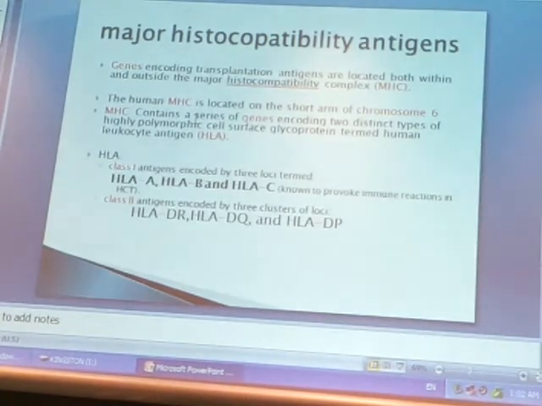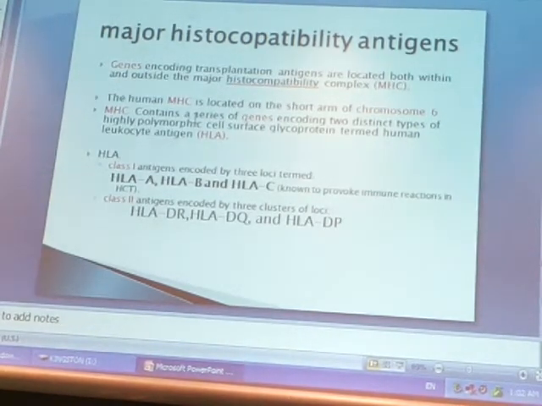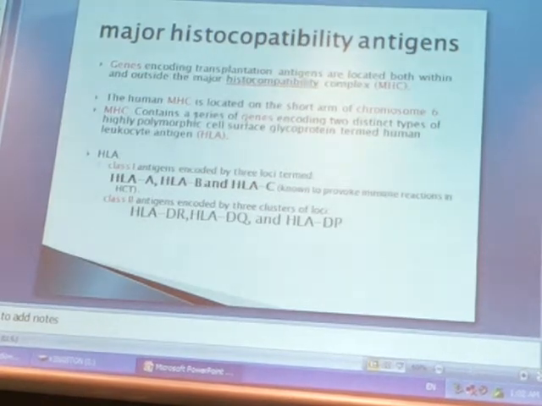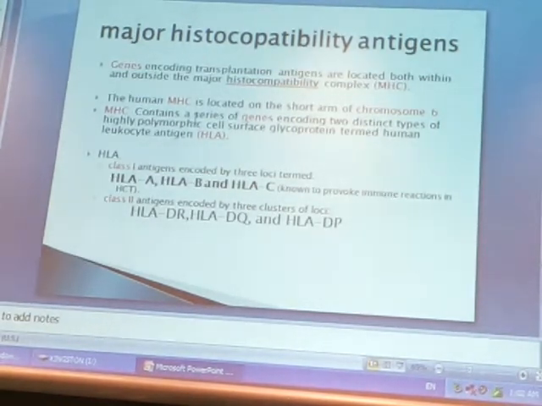Everybody has two haplotypes, one from the father and one from the mother. Siblings have a 25% chance of being matched. So we do HLA typing for siblings.